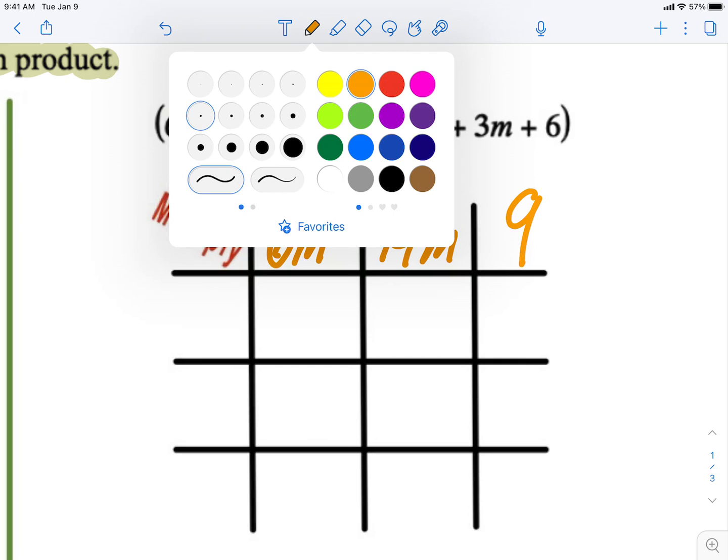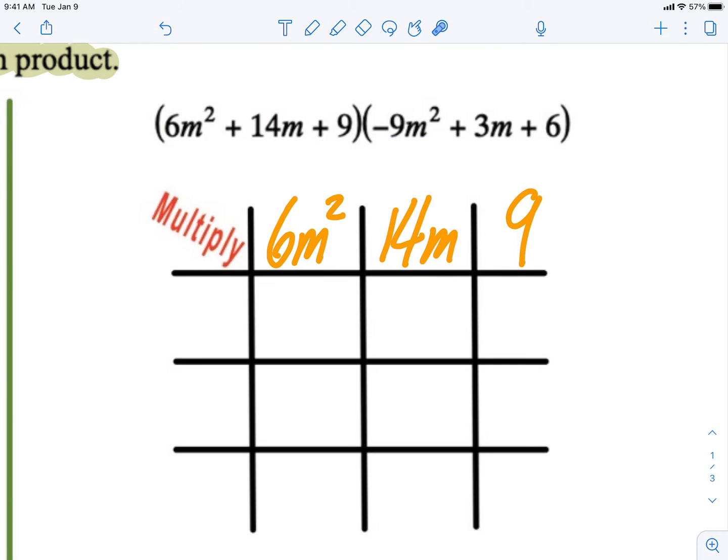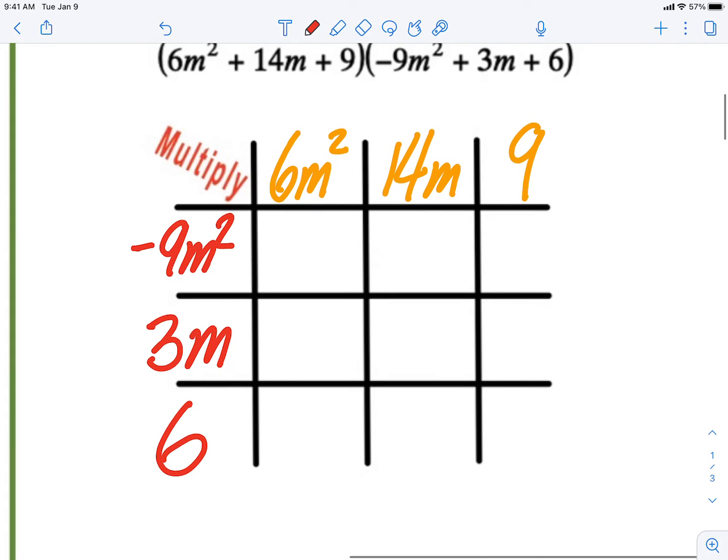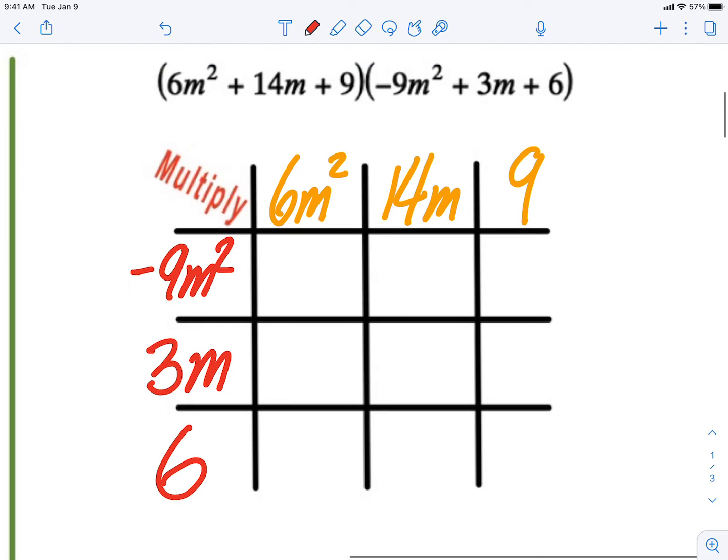Right. Now across the bottom here, across this way, I'm going to do these 3 here. So I have negative 9m squared. I have a positive 3m, and I have a 6. So now I am going to multiply, right? So I'm going to start with this 6m squared first. So 6 times negative 9 is a negative 54.